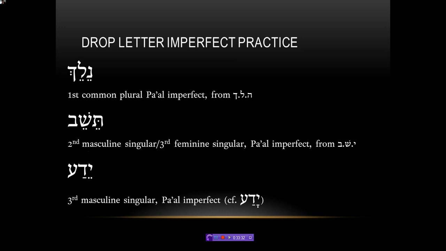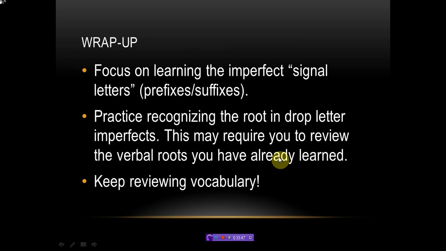So just watch out for words like that, and you may ultimately have to check your dictionary just to make sure that you're parsing it correctly. But this would be he will know in the imperfect, whereas the perfect would be he knew, something like that. Let's wrap it up now. Focus this week on learning the imperfect signal letters. This is crucial if you're going to be able to read effectively and accurately the Hebrew Bible.